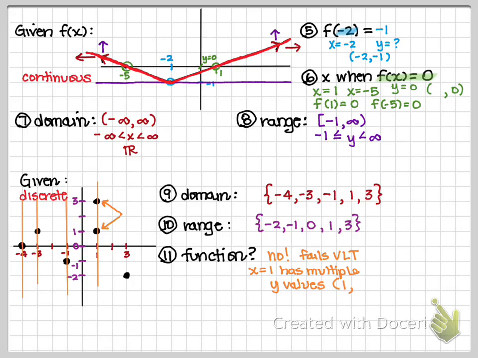So like 1 comma, what do we have here? 1 comma 1 and 1 comma 3. There's many ways to describe this. So the bad news here is that you absolutely cannot have the exact same x value with different y values. That means it failed the vertical line test.